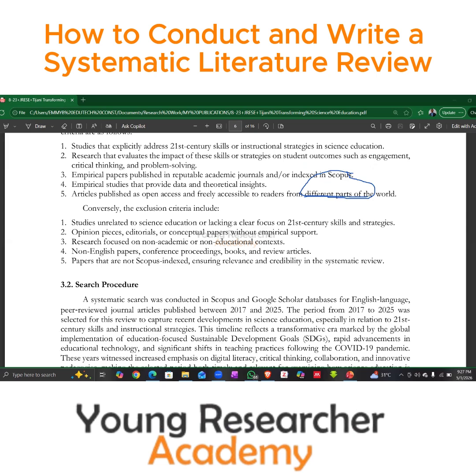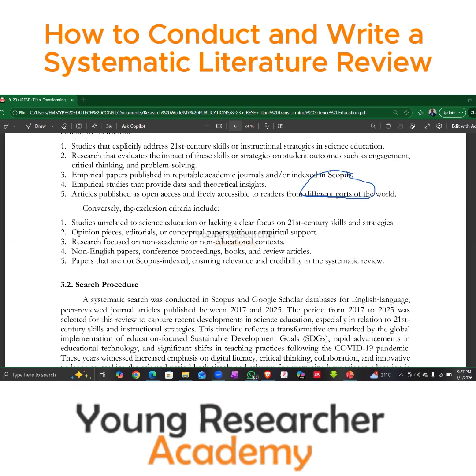Studies unrelated to science education are excluded. If you are doing a narrative review, you may bring in studies that are not related to the topic, as long as they are able to back up the point you are trying to explain, right? Then opinion pieces. What do you mean by opinion? An opinion paper is where you put forward your opinion about a particular subject of discourse. Then editorials: when journals publish a particular issue, there's something we call an editorial.